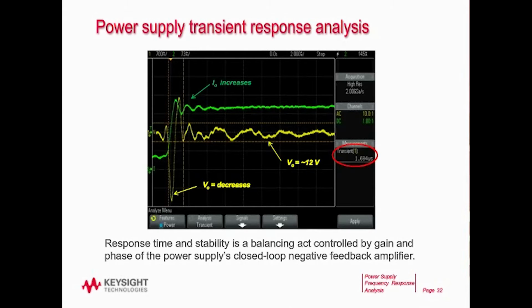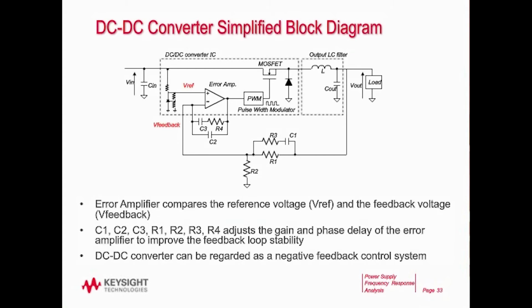Now, in this slide we show a simplified block diagram of a DC to DC converter. That negative feedback control loop is basically made up of, if we look at DC only, R1 and R2, a resistor divider network, and then that voltage is compared against a reference voltage that feeds into an error amplifier. Then the output of the error amplifier controls, in this case, if it's a switching supply, perhaps a pulse width modulator.